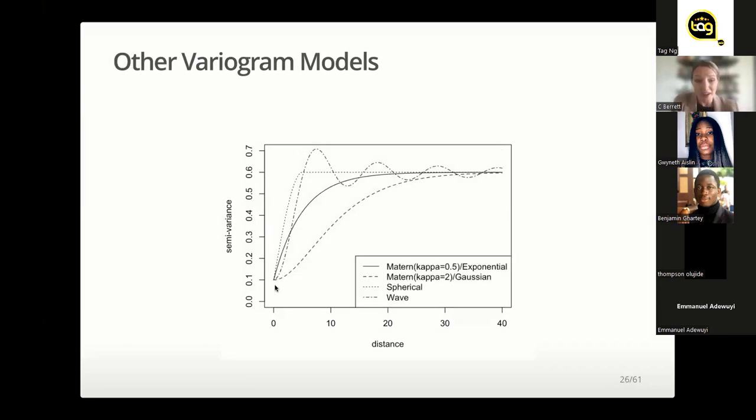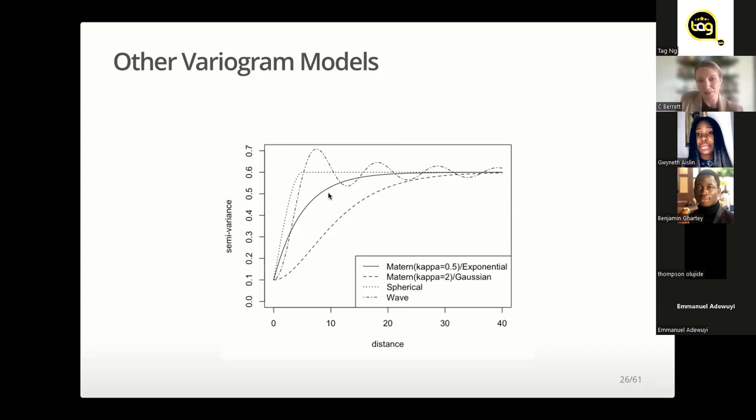So we just looked at the exponential, the solid line. But we could have other ways to model that dependence. So this dashed line is called a Gaussian dependence structure. And you can see that it decays a lot slower. And so it's going to be more smooth in space than the exponential structure is. So the dependence lasts longer.